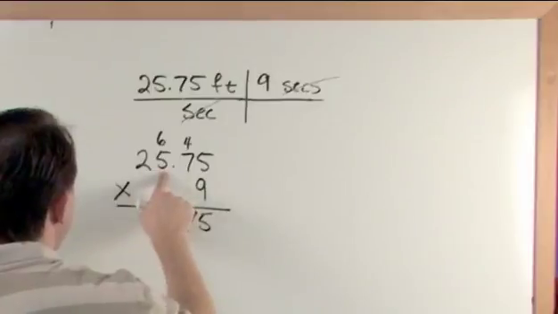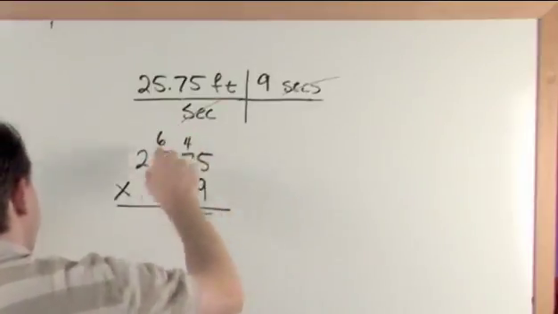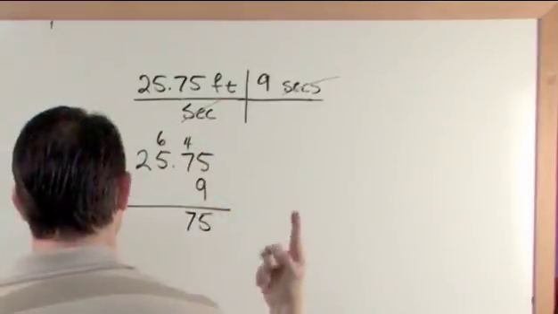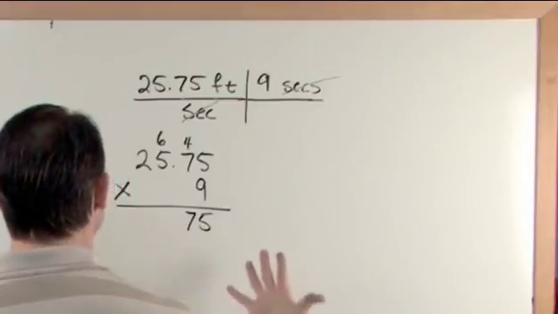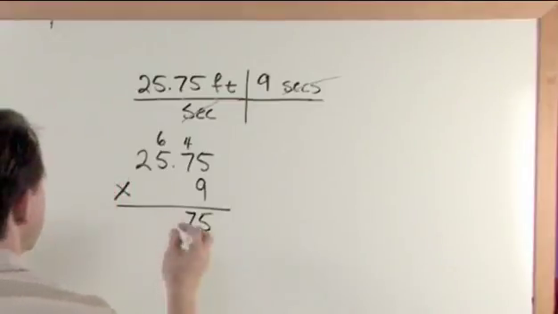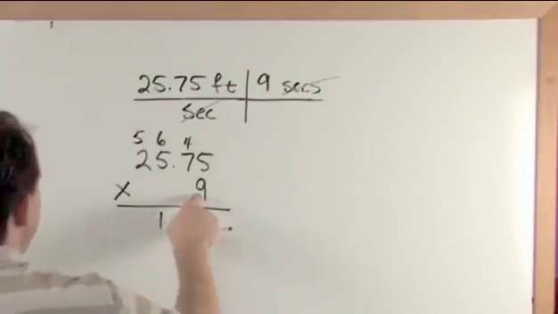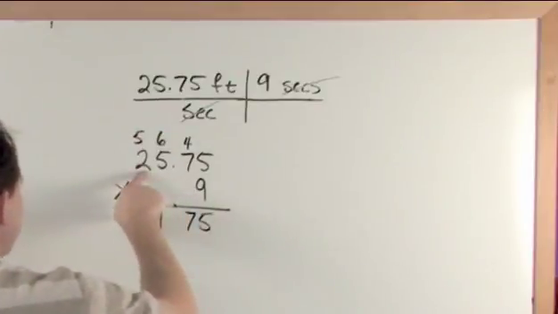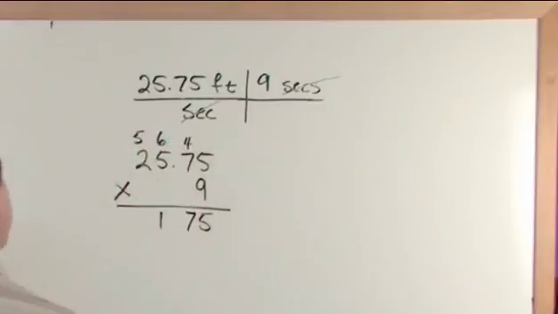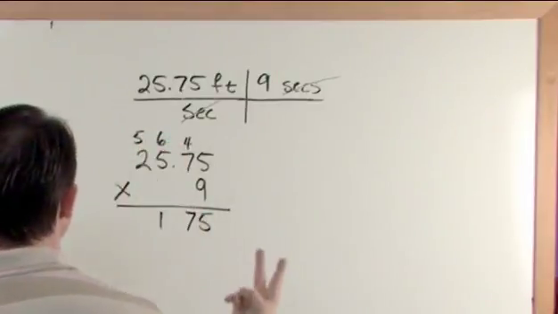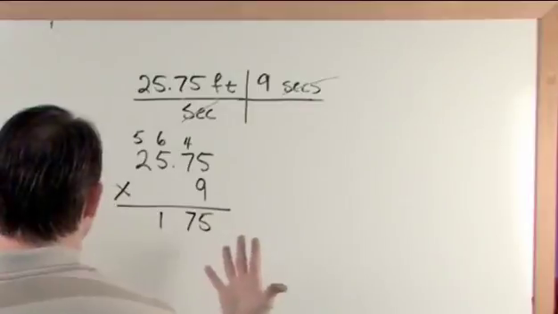9 times 5 is 45, plus 6, that's 51. Okay? So put a 1, carry the 5, okay? And then finally, 9 times 2 is 18, plus 5, that's 23.